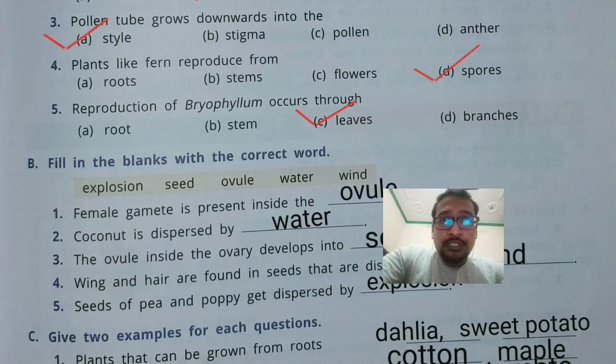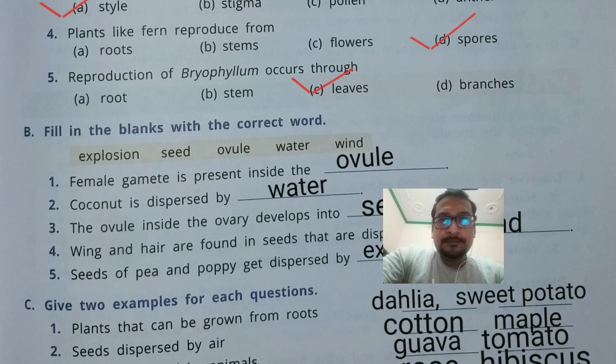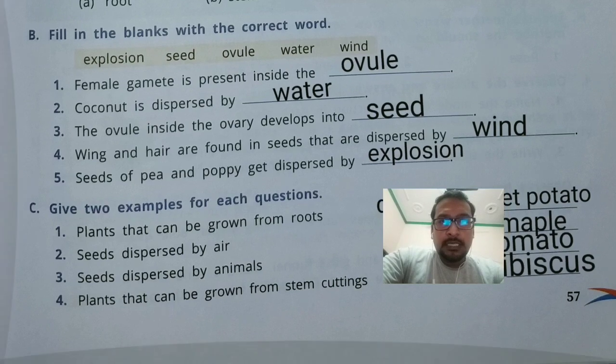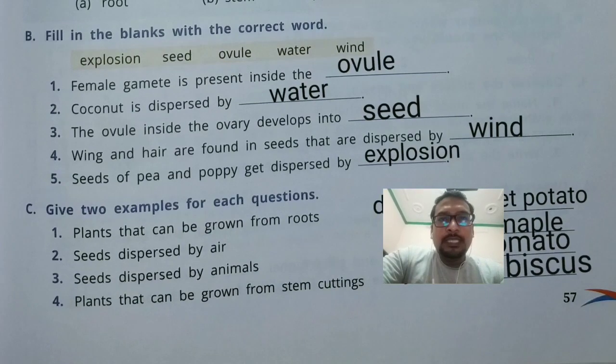Then reproduction in bryophyllum occurs through leaves. Fill in the blanks. First, female gamete is present inside the ovule. Number 2, coconut is dispersed by water. The ovule inside the ovary develops into seed. Then number 4, wings and hair are found in seed that are dispersed by wind.